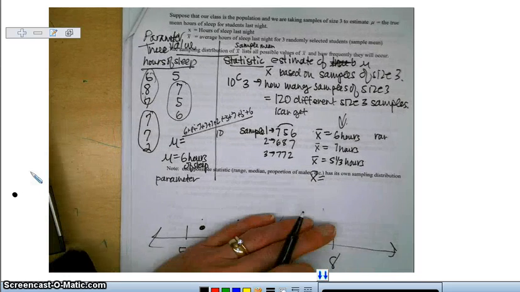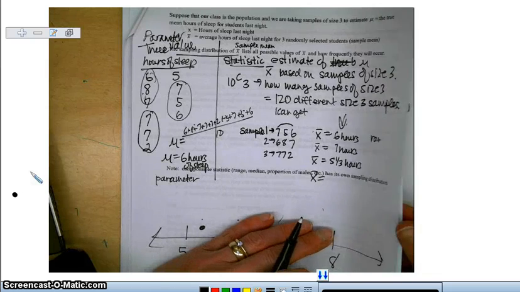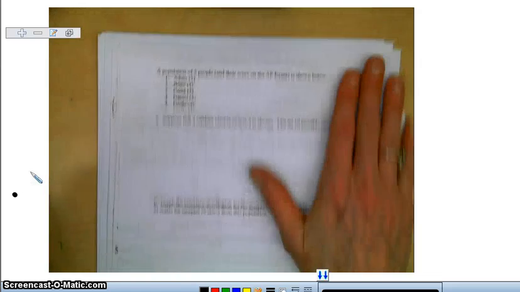So now we're going to actually do one on the next page where we can actually list them all.